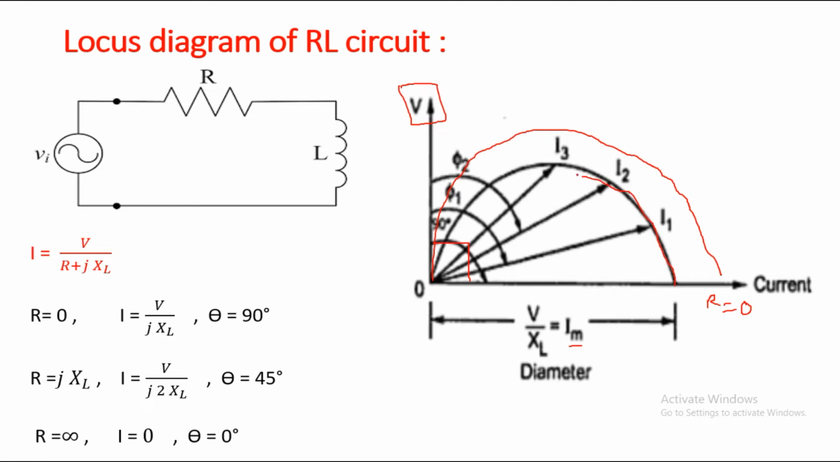So while joining the tip of the current phasor, starting from its maximum value until it reaches 0 value, it is going to have a circular path starting from the x-axis towards the origin, nearer to the y-axis. So we are calling the path taken by the current while finding the locus diagram a circular path.